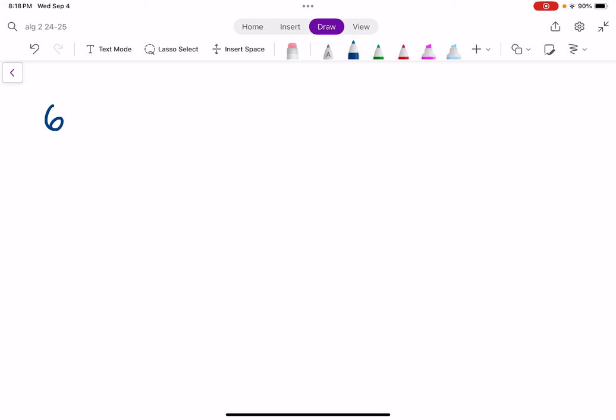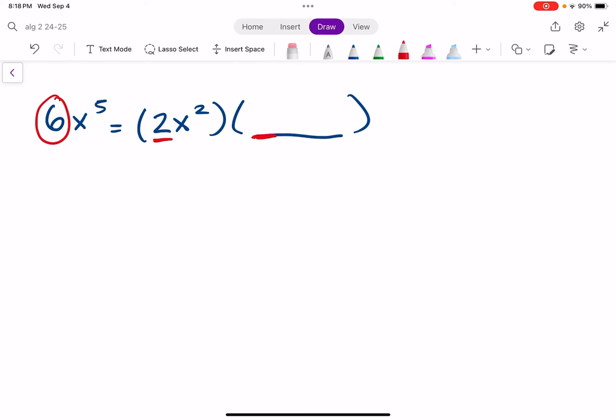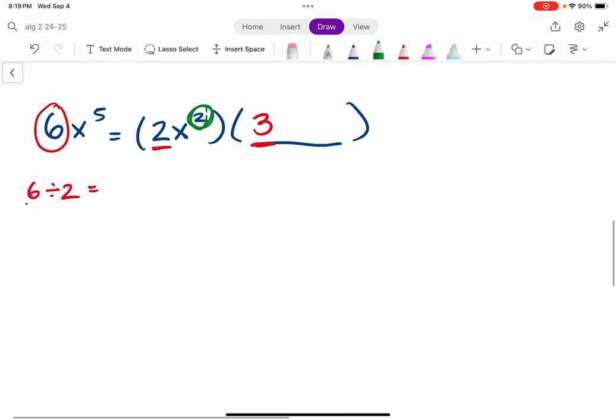Let's say I'm given 6x to the fifth is equal to 2x squared times something, and I'm trying to figure out, hey, what that something is, okay? So you want to think in your head, right? You may already know how to do this. 2 times whatever has to equal 6. So 2 times what gives you 6? You can either do 6 divided by 2, or you may know in your head, that is 3. And then for the x's, you know 2 plus something has to equal 5, right? So you can either think 2 plus what gives me 5, or you can do 5 minus 2, which gives you 3. So that is the missing term.